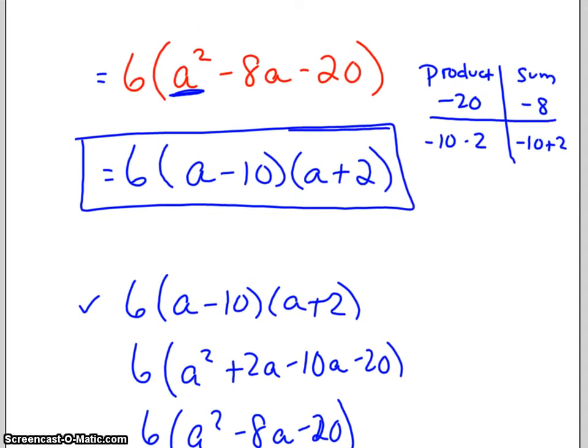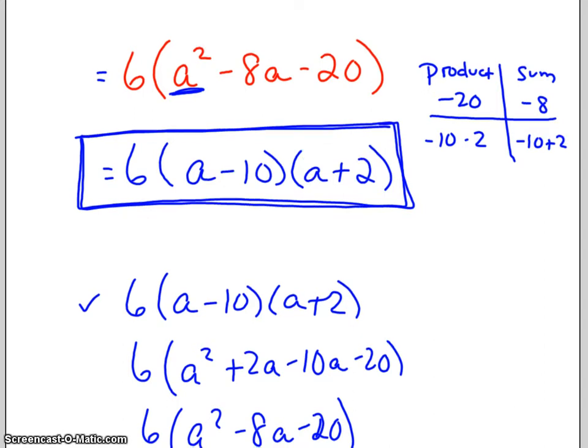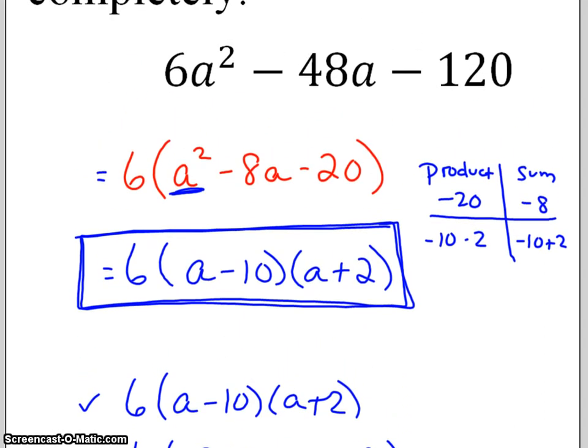So in this problem, I had to factor out the greatest common factor first. You always do that. Always factor out the greatest common factor first, and then factor the remaining polynomial.